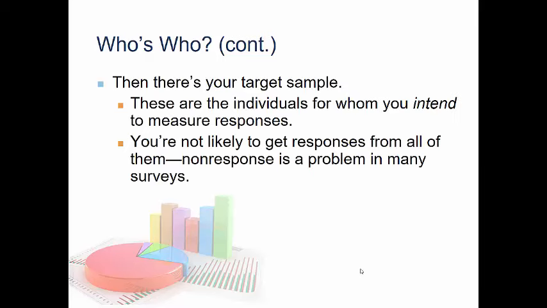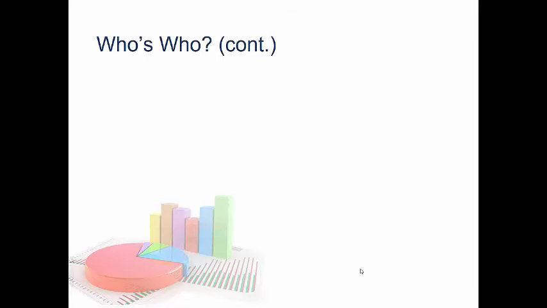Then there's your target sample. These are the people whom you want to get measured responses from. So you're going to ask them. You're sending them the survey, or you're trying to get a hold of them. You're not going to get everybody to respond to your survey, and those would be your non-respondents.